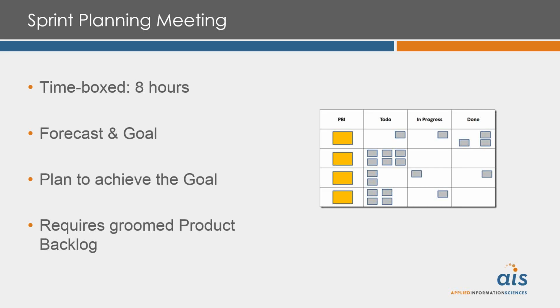In order to have a sprint planning meeting, or at least an effective one, you need to have a groomed product backlog. And that means it needs to be sized, it needs to be understood, and it needs to be prioritized, or ordered, I should say. Otherwise, sprint planning tends to be pretty ineffective.